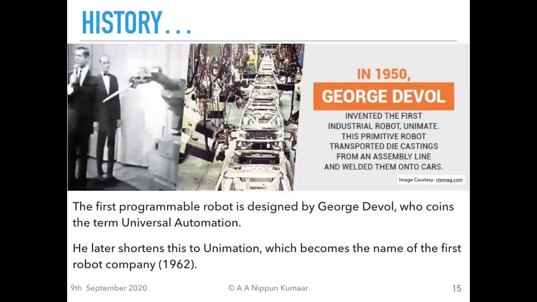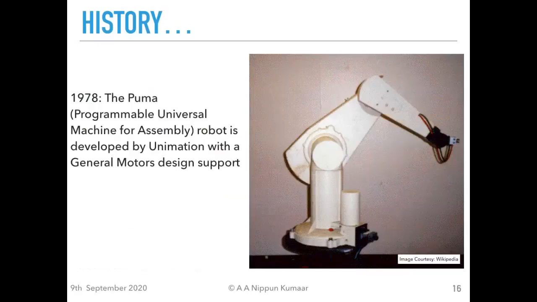Somewhere around 1950, he started his own company, George Devol's company, based on a single manipulator called Universal Automation. He later shortened it to Unimation. That was the first robot company, in 1962. This is that company's robot. It's called Puma, a very popular industrial manipulator, developed by Unimation with General Motors design.